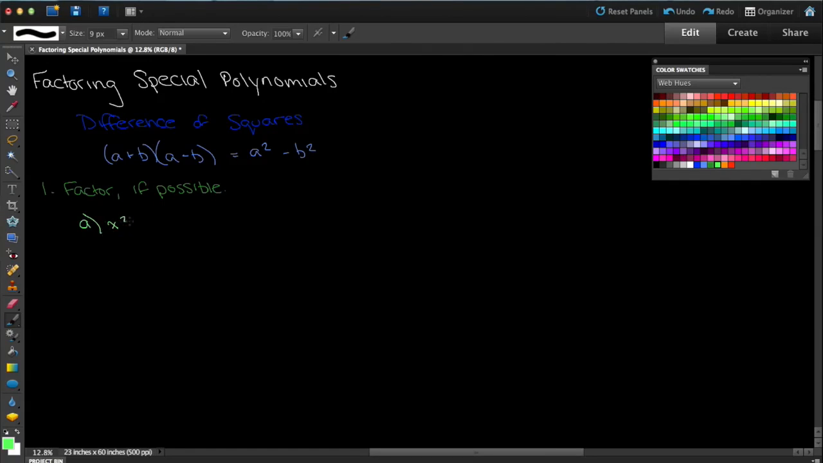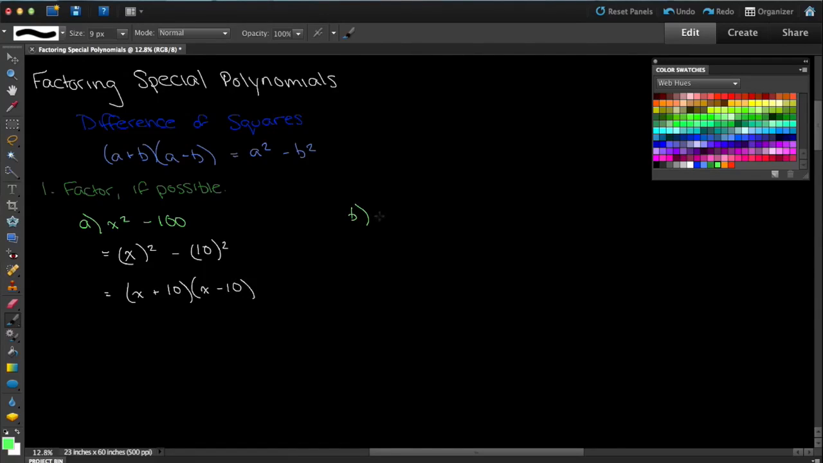A, x squared minus 100. Here we have x squared as a squared and 100 as b squared. To factor this, we first find the square root of x squared, which is x, and the square root of 100, which is 10. Then we sub them into the formula a plus b times a minus b to get x plus 10 times x minus 10.